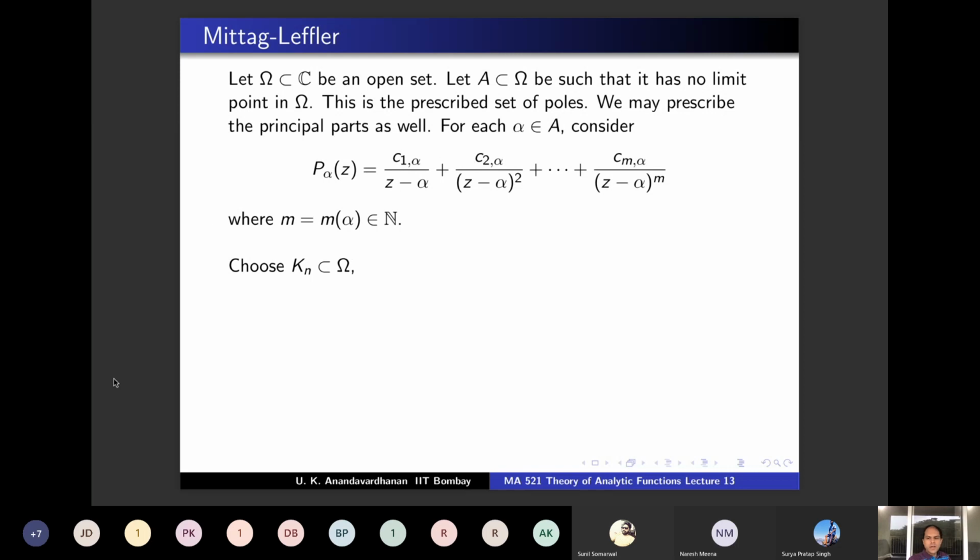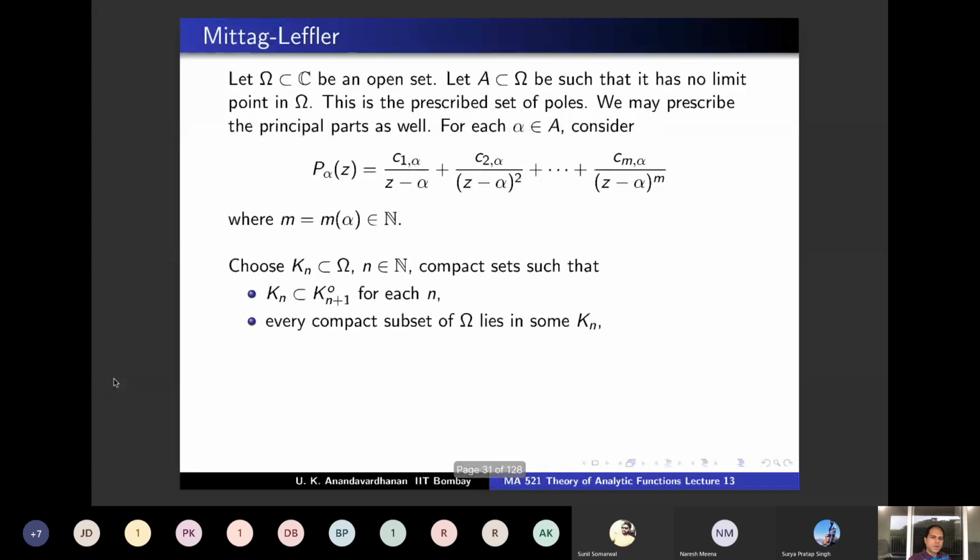So remember, we have compact exhaustion. This is our starting point. Choose K_n contained in omega for each natural number n, compact sets such that we have these three conditions. K_n is contained in the interior of K_{n+1} for each n. Every compact subset of omega lies in some K_n, and every component of S^2 minus K_n contains a component of S^2 minus omega, and this happens for each n.